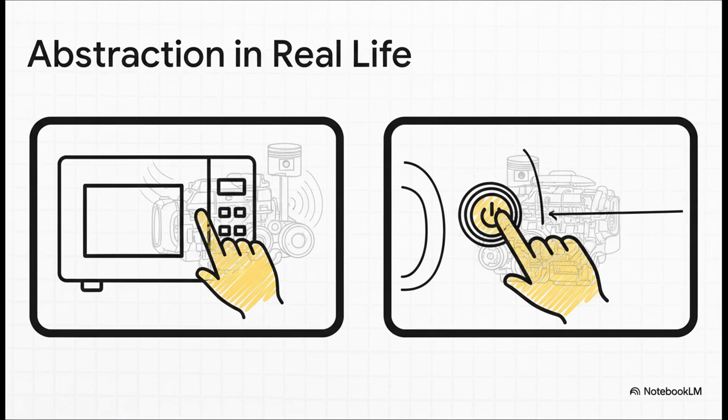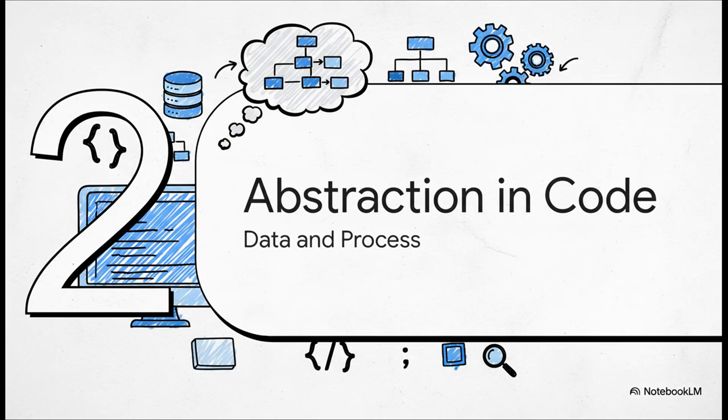I mean, think about a microwave. You pop something in, you hit the 30 seconds button, and you press start. You don't need to know a thing about magnetrons or radio waves or any of that complex physics. The machine gives you a super simple set of controls and hides all the science. That is perfect abstraction.